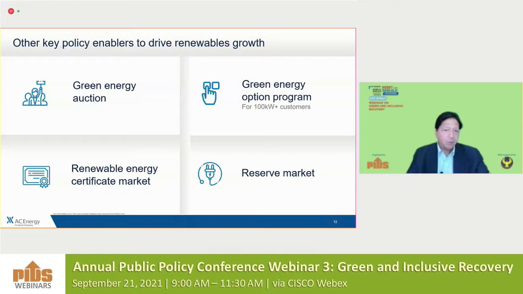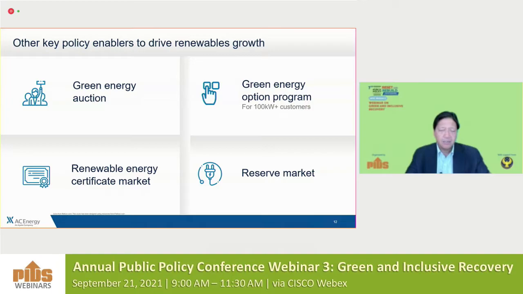The second enabling or complementary policy here is a green energy option program, which lowers the threshold of the ability of suppliers to sell to customers. Right now, the retail competition is limited to 500 kilowatt customers, so it's a limited market. But if you are selling renewable energy, you can already sell to 100 kilowatt customers, which increases the market size, especially for green energy providers. So again, it is a significant enabling policy to encourage renewable energy providers like AC Energy to address a broader market.